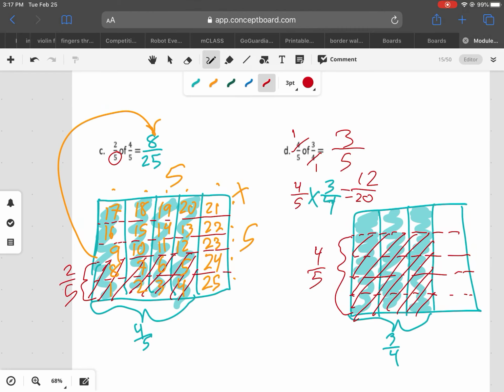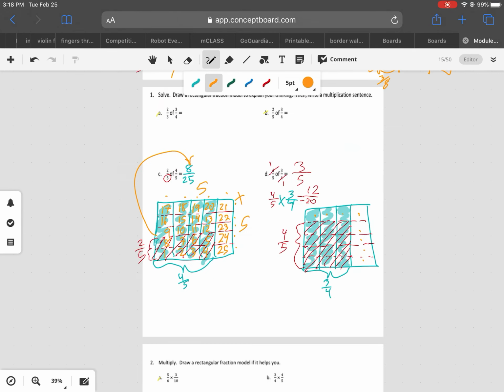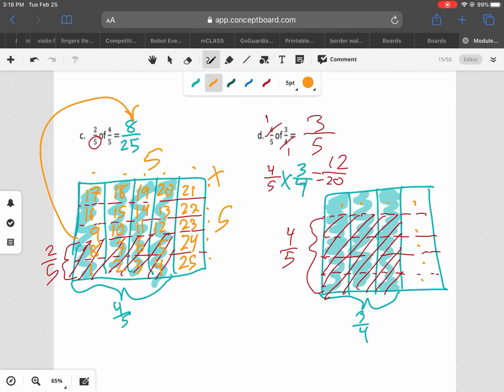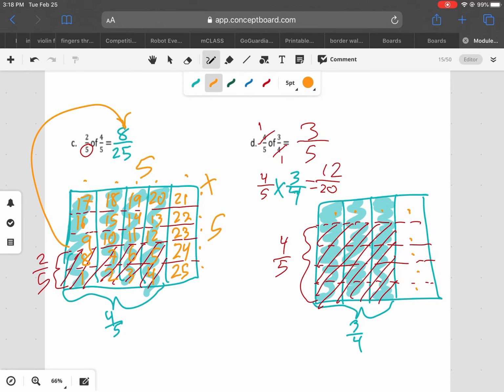Okay? And so my answer is going to be 12 20s. And again, 3 times 4 is 12. Hopefully you see that there's 12 in the double shaded area. I don't have to count them out. And if we continue on, we have 5 times 4 is 20. Okay, so that's 12/20. Now that's drawing, and you can see how arduous it can be.